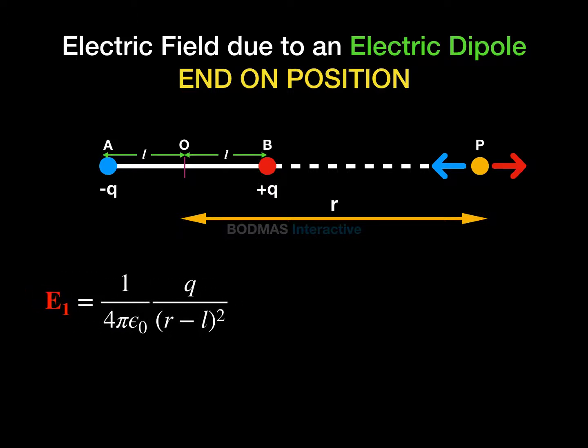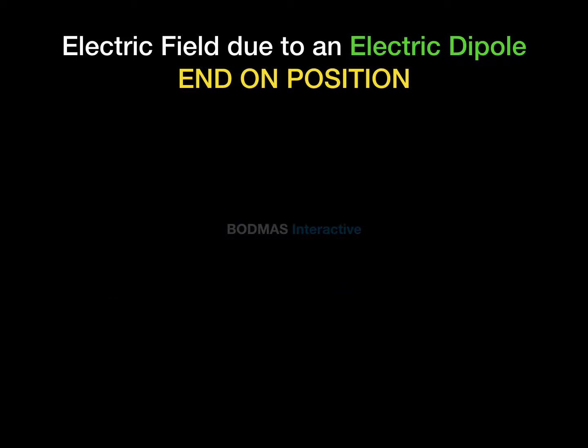So first, if we calculate the electric field towards the right side, it is 1 upon 4 pi epsilon naught times Q upon (r minus L) whole squared, because distance of B from P is r minus L. Similarly, electric field due to negative charge is 1 upon 4 pi epsilon naught times Q upon (r plus L) whole squared, because distance of A from P is r plus L.